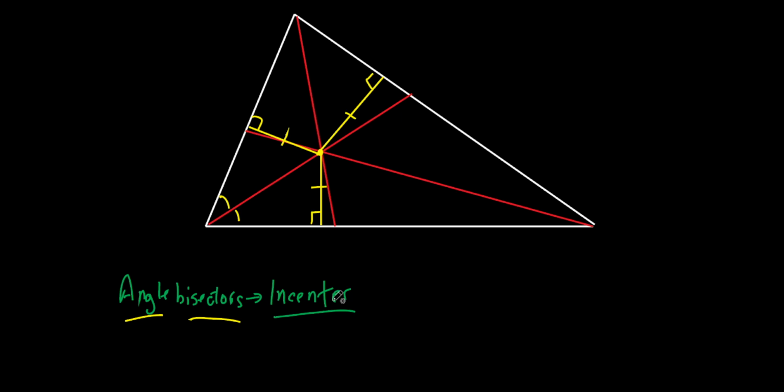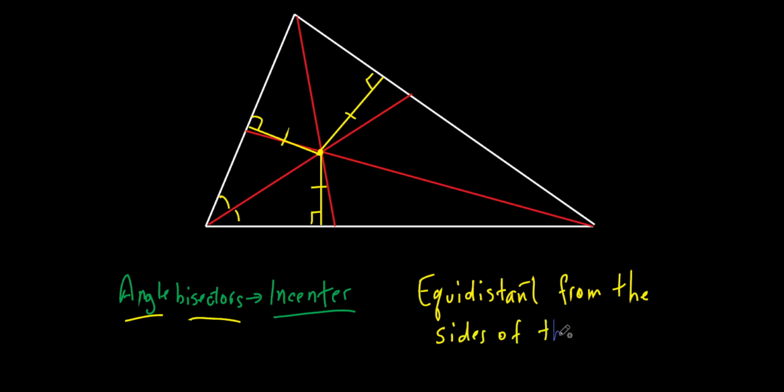Now, what's special? What's unique about that incenter? That incenter is the same distance to each of the sides of the triangle. It's equidistant from the sides of the triangle. Let's write that down. Equidistant from, or to, I guess you could say, the sides of the triangle. Equidistant, meaning the same distance.